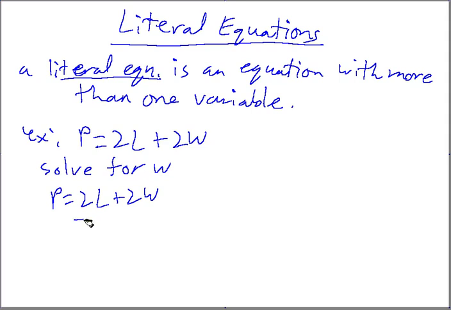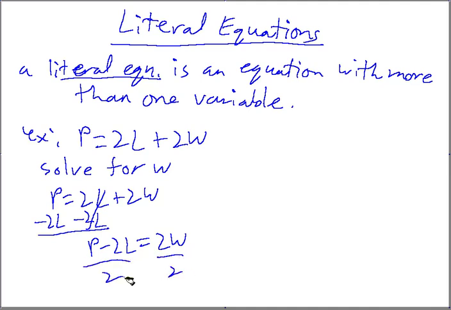Let's copy the equation again. We're going to subtract out the 2L since it does not have W at all in it, this term. So let's bring it to the other side, bring it to the left side. So therefore we get P minus 2L is equal to 2W. Obviously then we can divide both sides by 2 to finish this off.